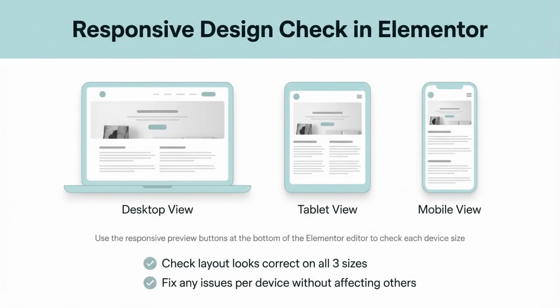Once your design is looking good on desktop, always check the responsive views. Elementor has preview buttons at the bottom of the editor for desktop, tablet, and mobile. Click each one to see how your layout looks on different screen sizes. If something looks off on mobile, say 2 columns are too narrow, you can fix it specifically for mobile without affecting the desktop layout.